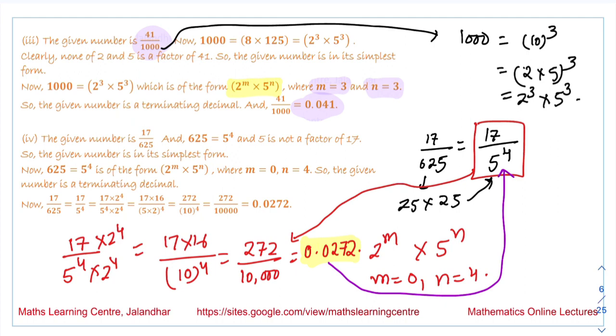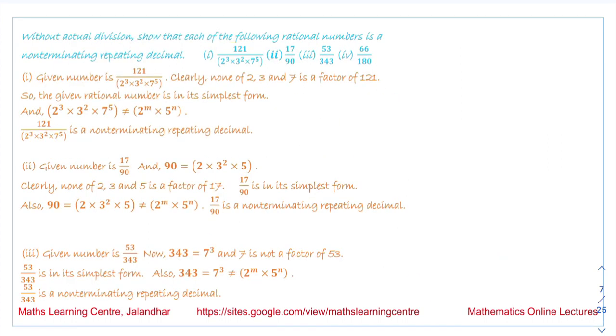Now next, we have to prove that these numbers have non-terminating repeating decimal representations. So the first number that is given to us is 121 over 2 raised to the power 3 into 3 raised to the power 2 into 7 raised to the power 5. First of all, we have to check whether this is in the simplest form or not. So we see that 2 is not a factor of 121, 3 is not a factor of 121, and 7 is not a factor of 121. It means this number is already in the simplest form.